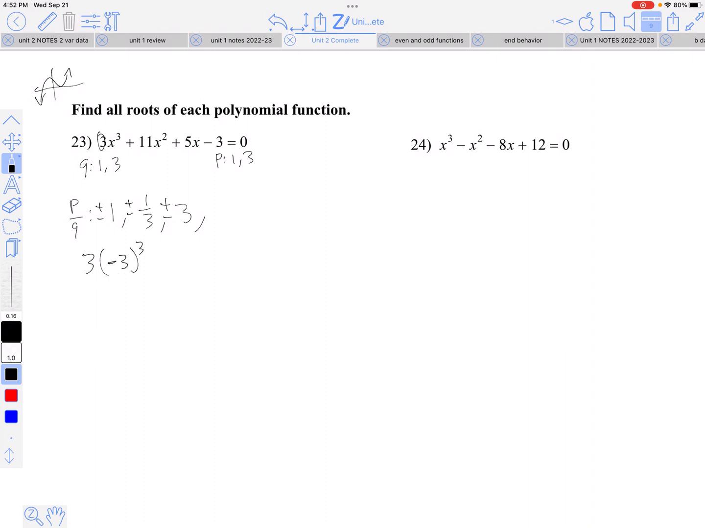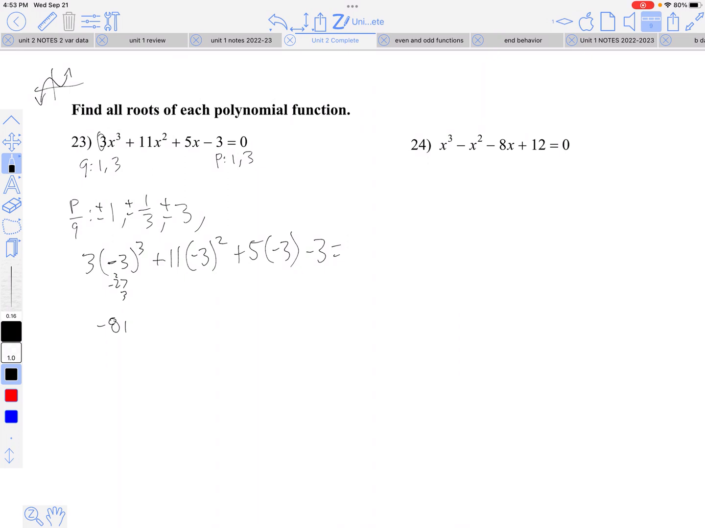So I'm going to use the remainder theorem. I'm going to plug in the possible rational zero, negative 3, and see if it actually works. Remember, the goal is to get it equal to 0. So negative 3 cubed is negative 27. 27 times 3, 3 times 7 is 21, carry the 2, 3 times 2 is 6, 7, 8. So negative 81. 3 times negative 3 cubed is negative 81.